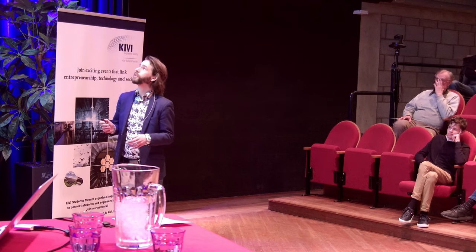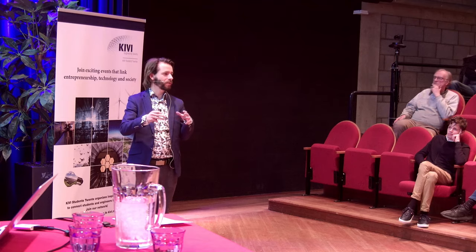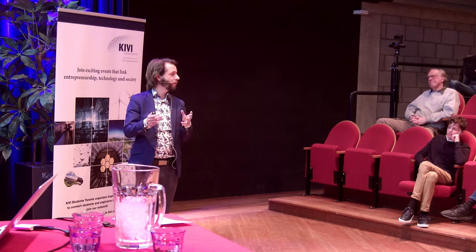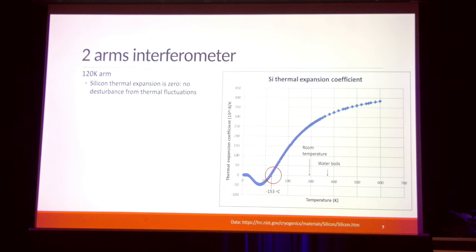So there are two arms. One is the 120K arm, as we call it, which is minus 135 Celsius. What is nice here is that the mirrors, which are made of very pure silicon, have a thermal expansion of zero. That means that if there is any disturbance in the surrounding temperature, and therefore of the mirror, you won't feel it. That's basically this point here. This is the curve of silicon thermal expansion, and we are exactly here. So if the surroundings change a bit, you will hardly notice it in the actual size of the mirror, and therefore it doesn't come back in the measurement.